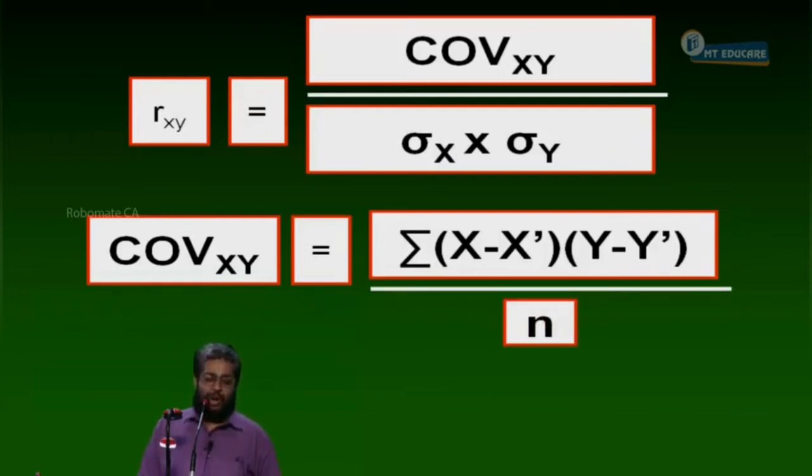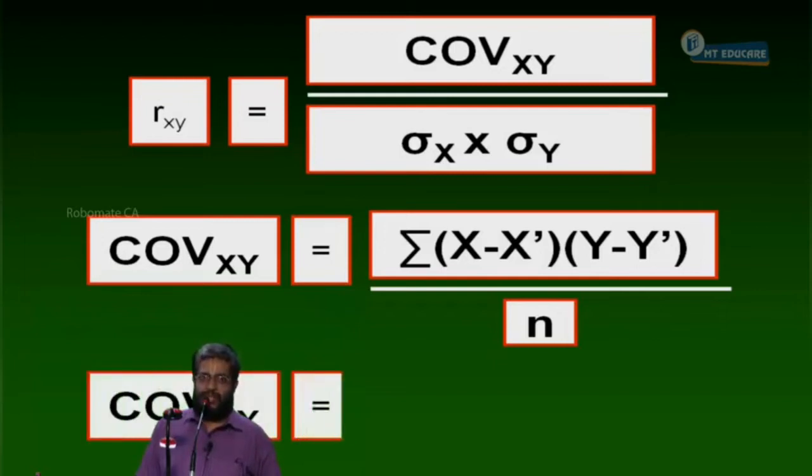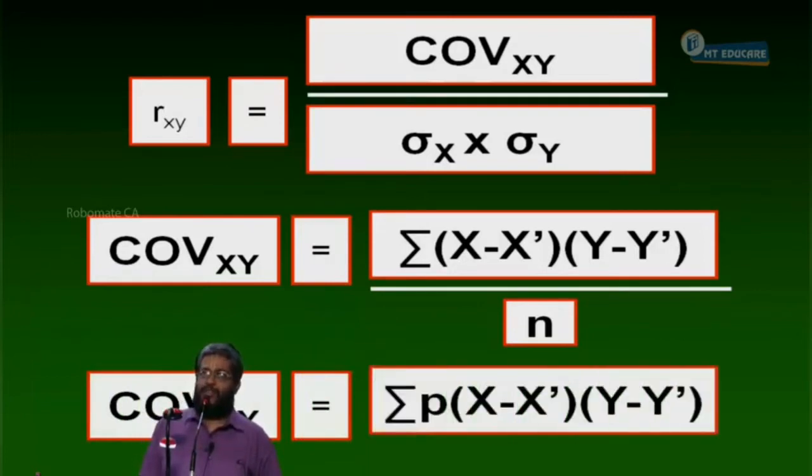Second branch, with probability, put a down arrow and write covariance of x and y is equal to, can you guess the formula? Sigma p into x minus x bar into y minus y bar. In the slide, I just put a hyphen for x bar and y bar. You should put a dash above the x and y.